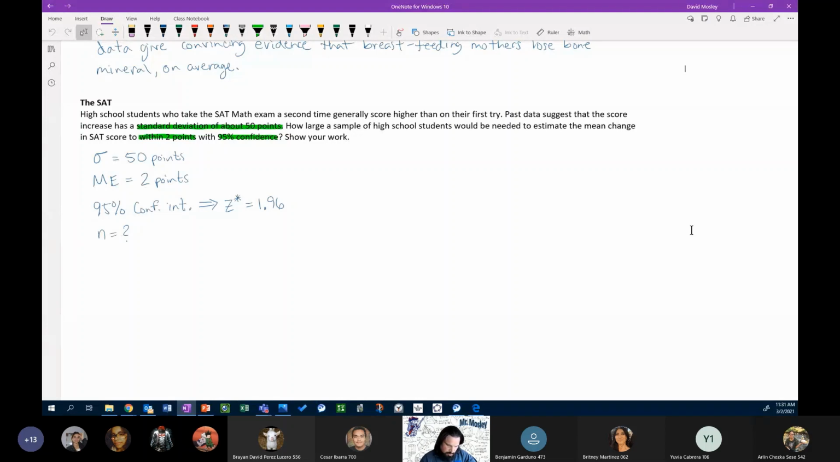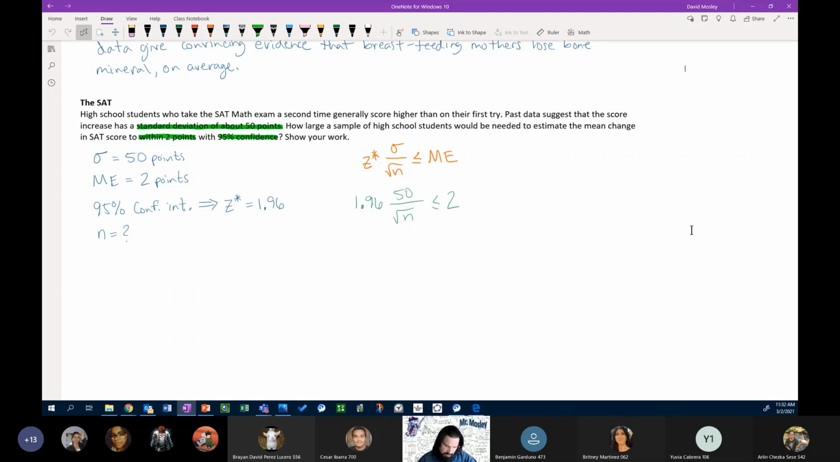And we'll use the formula, inequality technically, of z-star times sigma over square root of n is less than or equal to the margin of error. And we'll solve for n. So we replace our variables with the known values. We have 1.96, right? Sigma is 50 divided by the square root of n. It's less than or equal to 2.